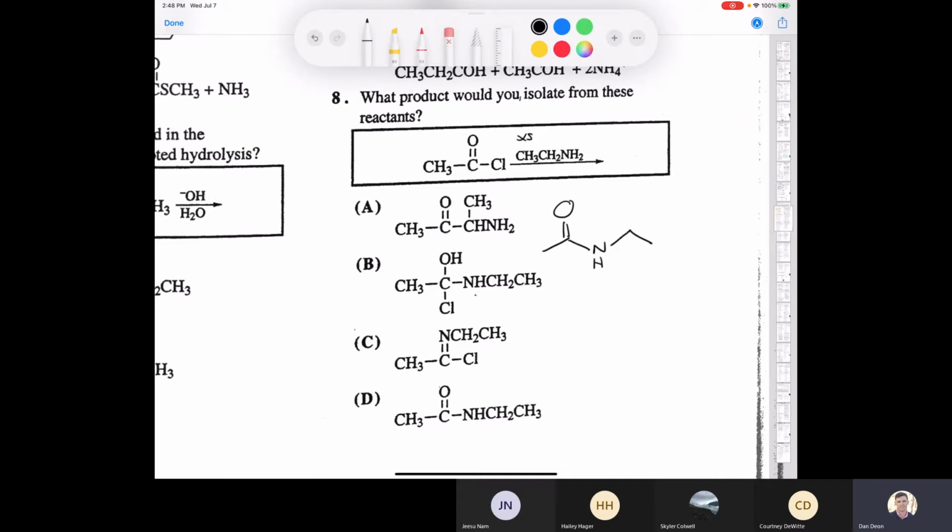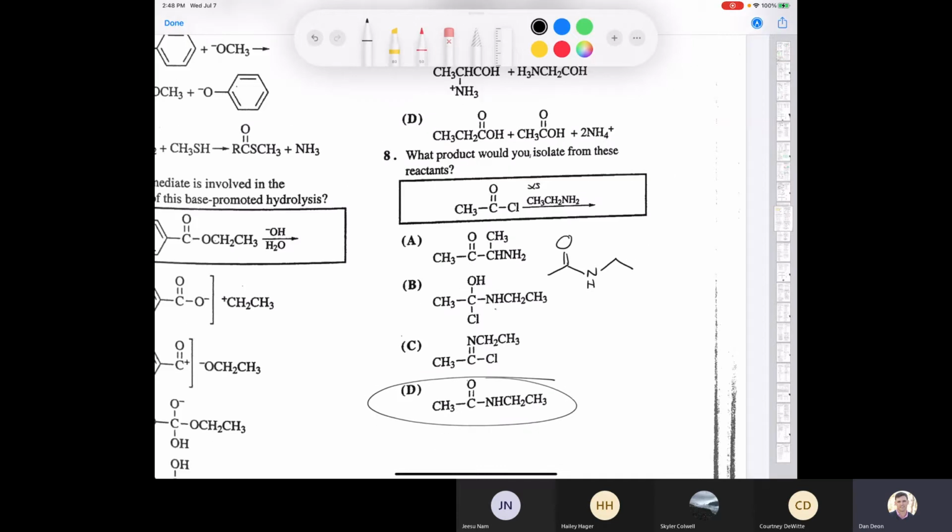So this is N-ethyl acetamide. So that is which compound? It's this one right here, D. So this, again, is just a nucleophilic acyl substitution of an amine on an acid chloride, a reaction that we looked at 10 times at least in the carboxylic acids chapter.